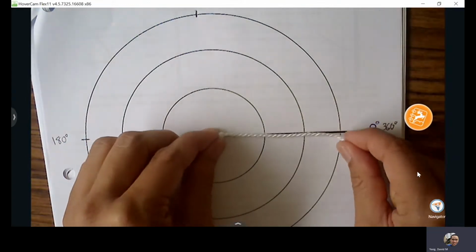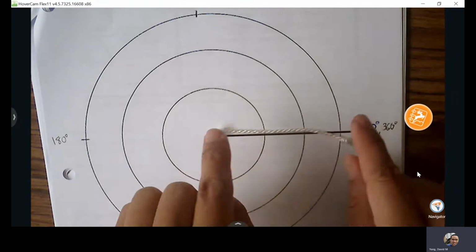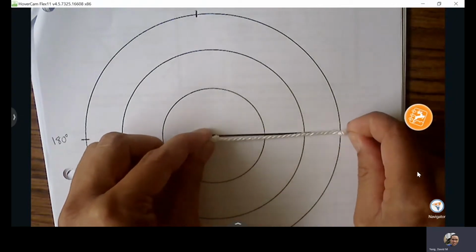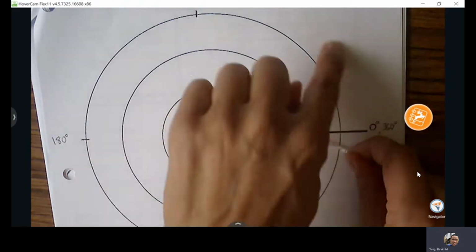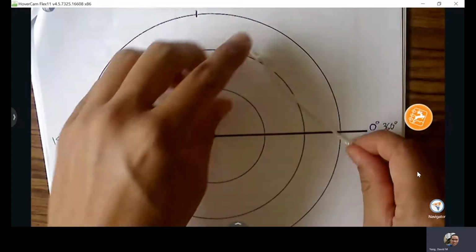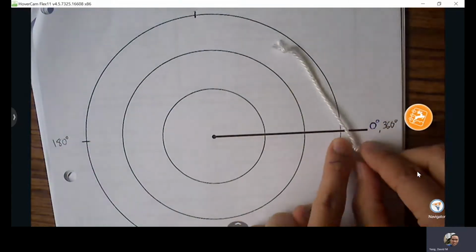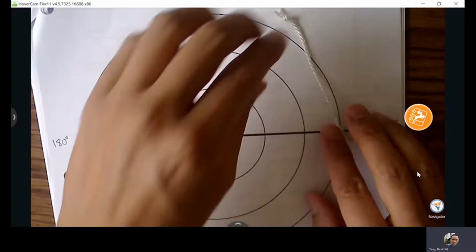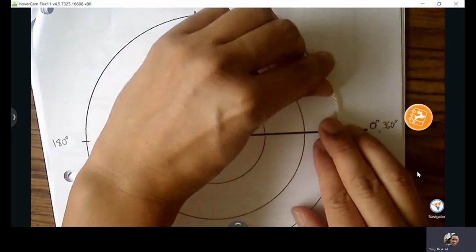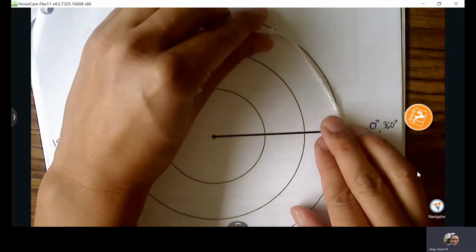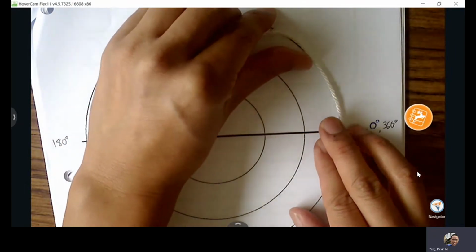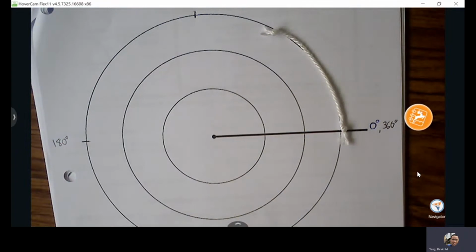The nice thing about string is we can fold it along the side of the circle. So this is the radius of the circle. We're going to use the outer ring, and I want you to start at the edge of that 0 degree and lay it along the path of the circle. It's not completely accurate, but okay. Everybody have that?